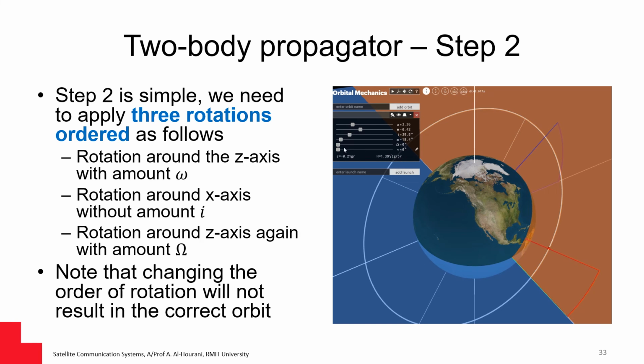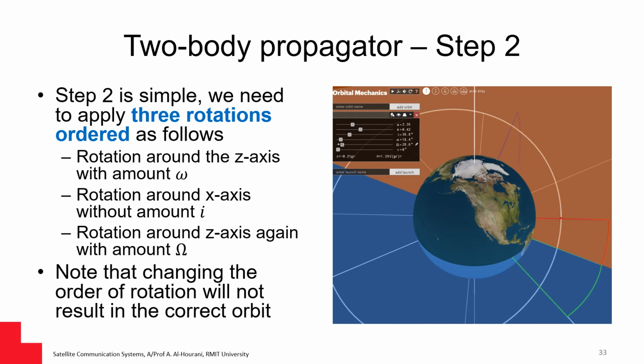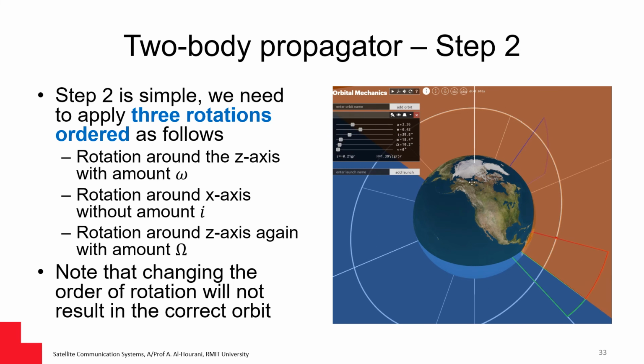The third and the last rotation is around the z again. So here's the z-axis, and I'm going to rotate with an amount big omega, which is the right ascension of the ascending node, and see what will happen. It's rotating around the z-axis. Now, of course, in the simulator here, it doesn't matter which order of rotation you apply. However, when you're writing the script, the rotation should be in order, so you end up with the correct orbit.